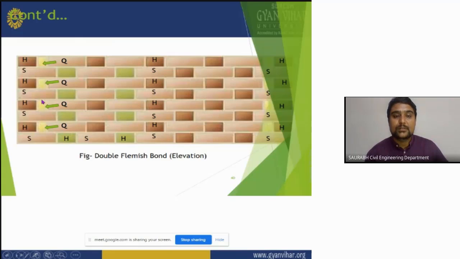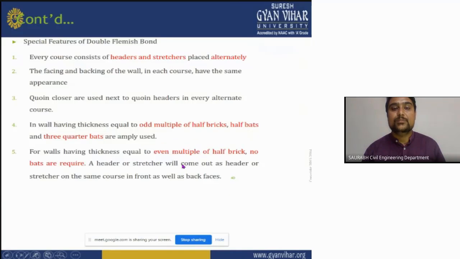Now this is the double Flemish bond. As you can see, this is your header, that is your closer, header, closer, and that will be your stretcher, header, and that is the elevation of double Flemish bond. There are also some special features of double Flemish bond, which are mentioned here. Every course consists of headers and stretchers placed alternately. The facing and backing of the wall in each course have the same appearance. Queen closers are used next to the quoin header in every alternate course.